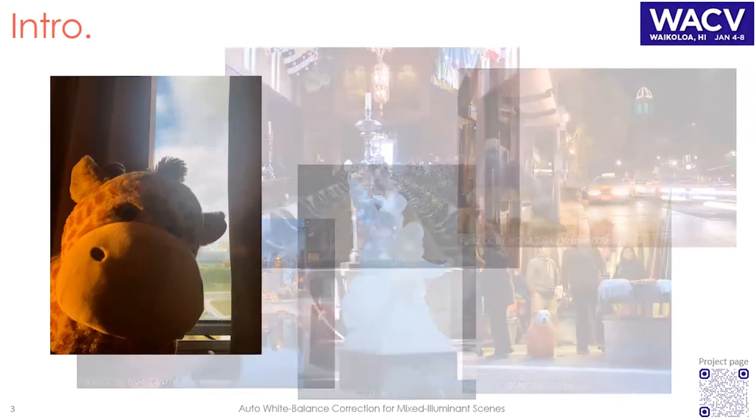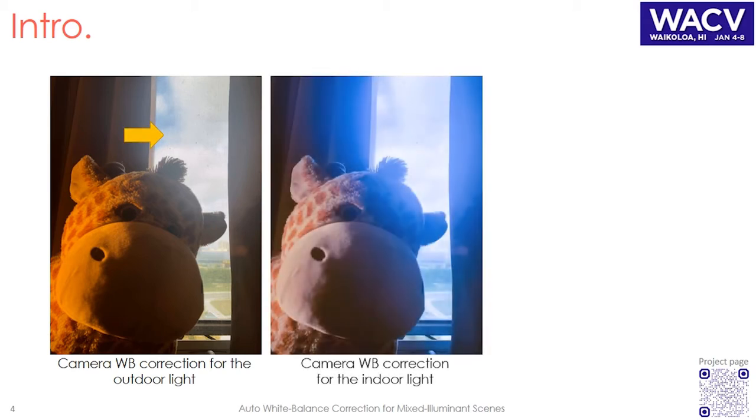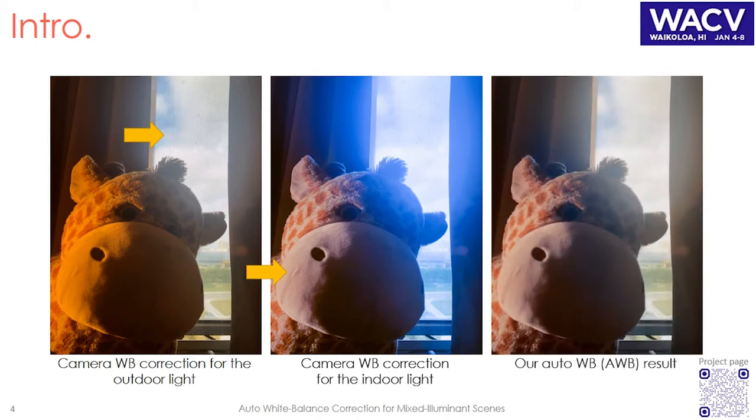Here we show a typical example of a scene captured with a mixed lighting condition. Because the captured scene has two different light sources, an outdoor light on the right and an indoor light on the left, traditional white balance correction results in either a reddish tint in the final rendered image, as the auto white balance only corrected the outdoor lighting, or a bluish tint in the final image because the white balance corrected the indoor lighting. Here we show our auto white balance result that considers both lighting conditions.